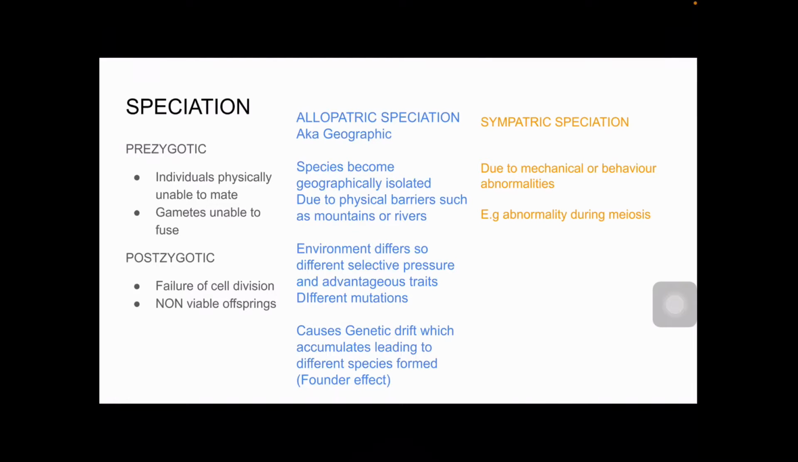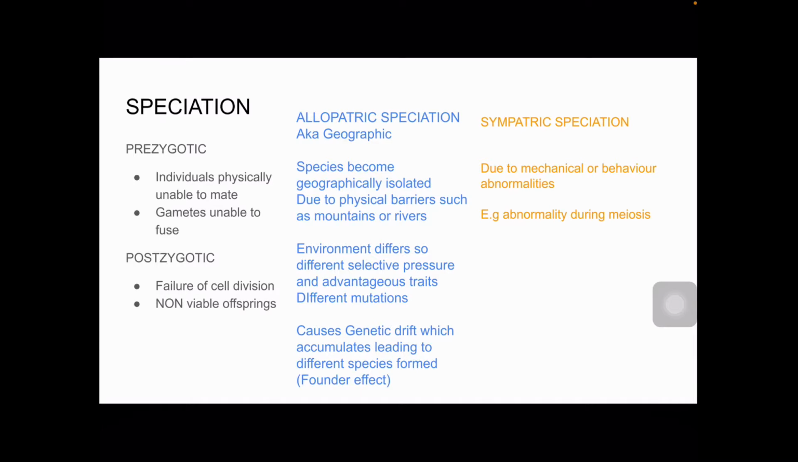Okay, moving on to speciation. There are pre-zygotic speciations, which is when individuals are physically unable to mate or the gametes are unable to fuse, and post-zygotic speciations, which is when there's a failure of cell division and non-viable offspring, which means their offspring die too soon.